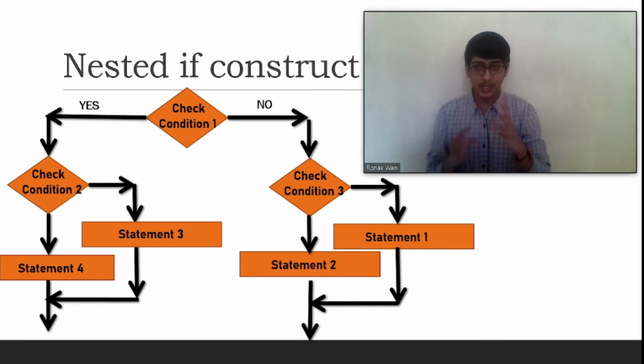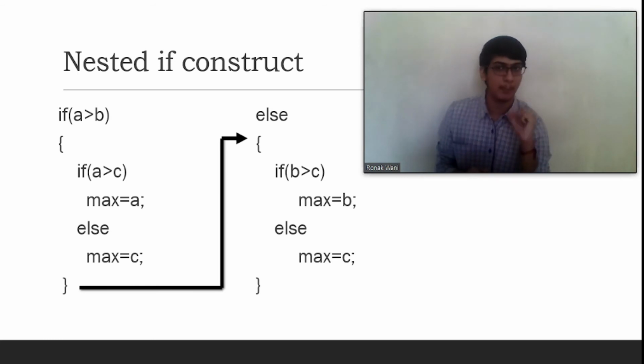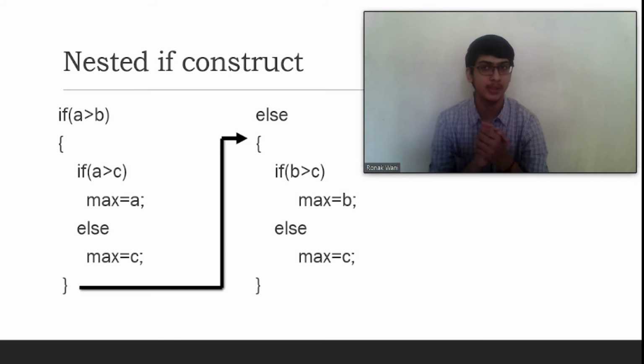Let us do a program of the nested if construct. Here is an example of a program using nested if construct logic. So what is the problem statement? The user will input three numbers and we need to find the maximum of those numbers and store it inside the variable named max. So we are using the nested if construct to simplify the program. The first number is stored inside variable A, the second number is stored inside variable B, and the third number is stored inside variable C.